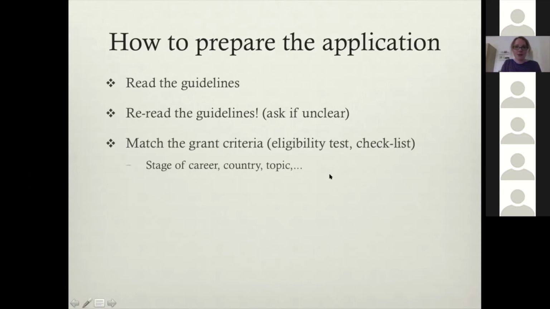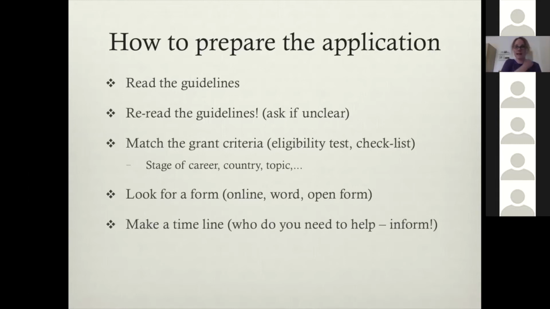As I said before, match the grant criteria, so the eligibility test, checklist, and so on. Which stage of the career are you? Are you in the correct country? Do you have the correct topic? Because if not, don't apply. It's a waste of time. Look for the form. Very often nowadays they have online forms, or maybe they have Word forms. Sometimes they don't have a specific format, so you can choose your own format.